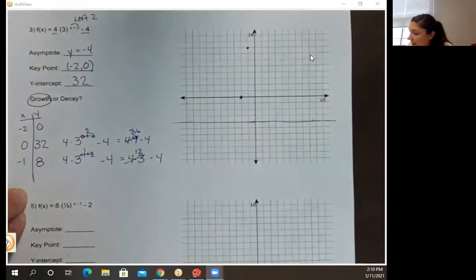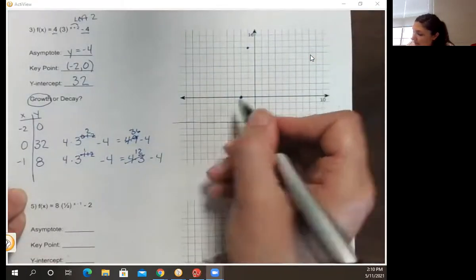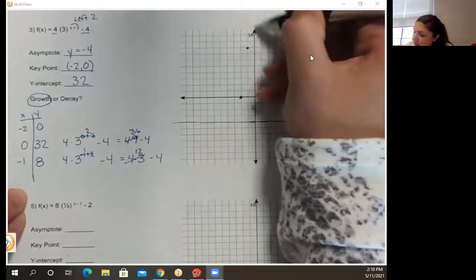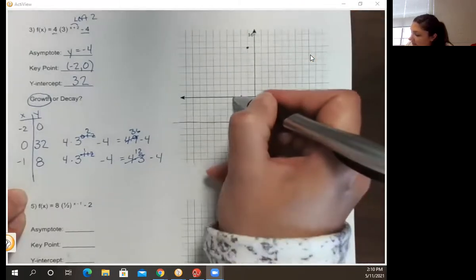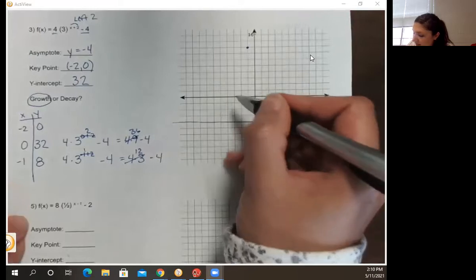There we go. And then maybe let's plug in a point this way. Since we're pretty high up, we know our y-intercept is going to be off of our graph. Let's get our third point back this way. So let's try plugging in negative 3.